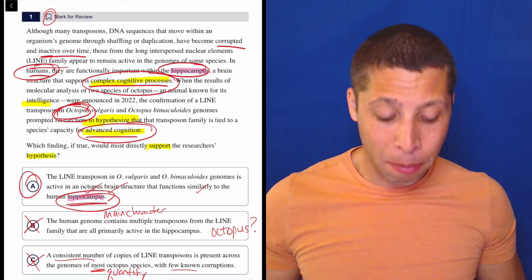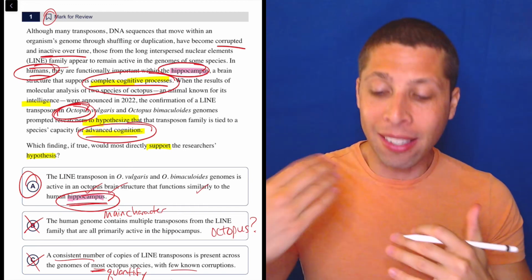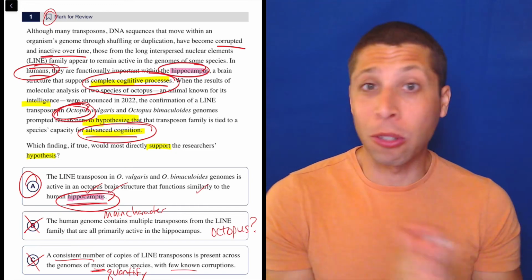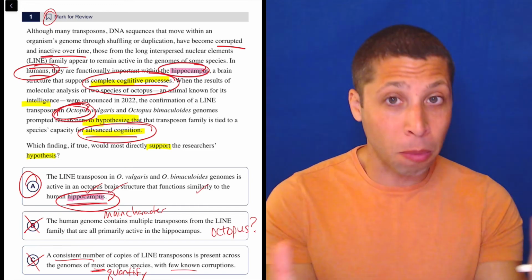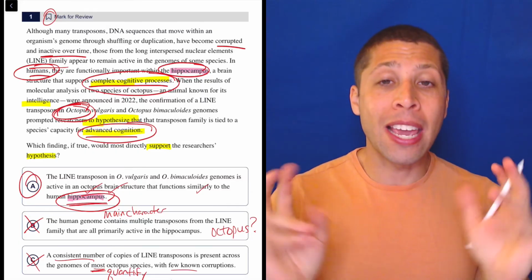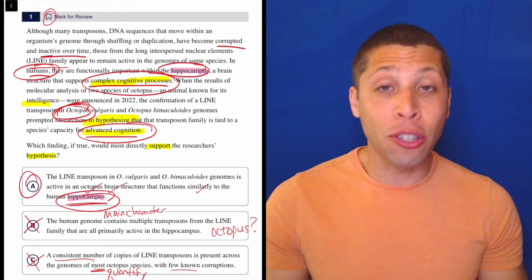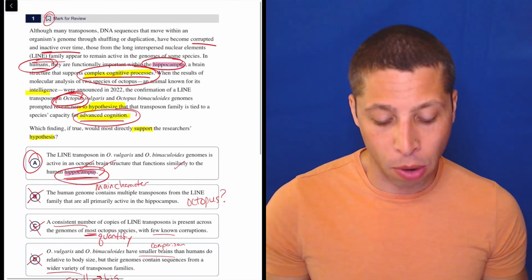I don't care, but notice how we're able to connect these pieces and notice similarities between octopuses and humans on many levels. They're both smart, they both have transposons, and now because of choice A, they both have a hippocampus or something similar. That's a lot of connections, and now I do understand why this word hippocampus was brought in.